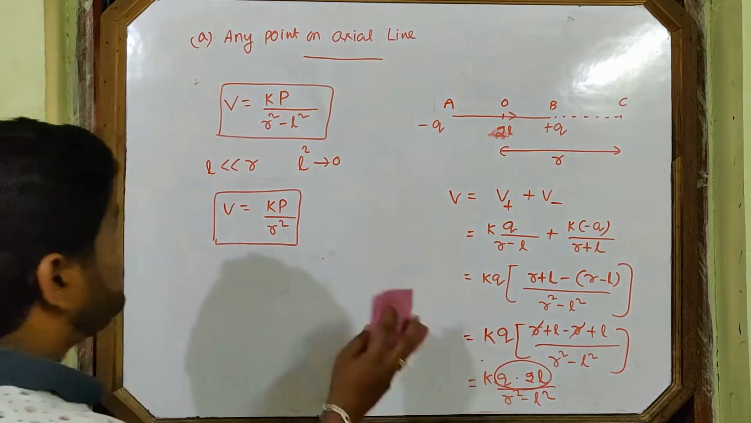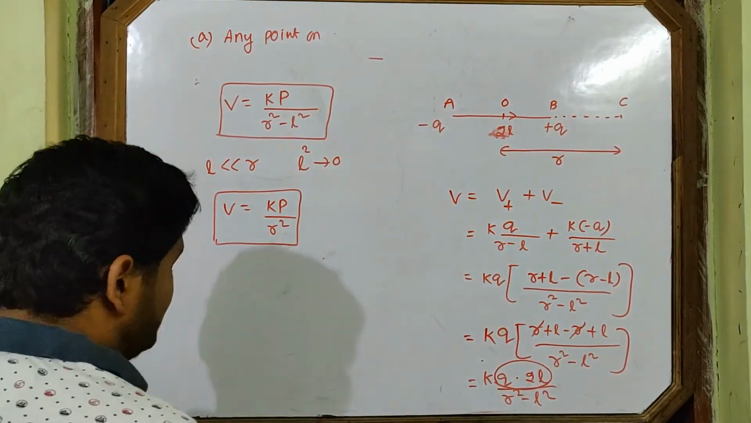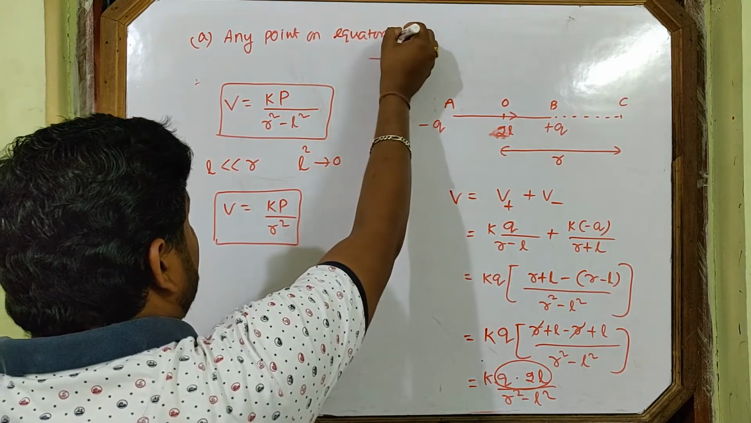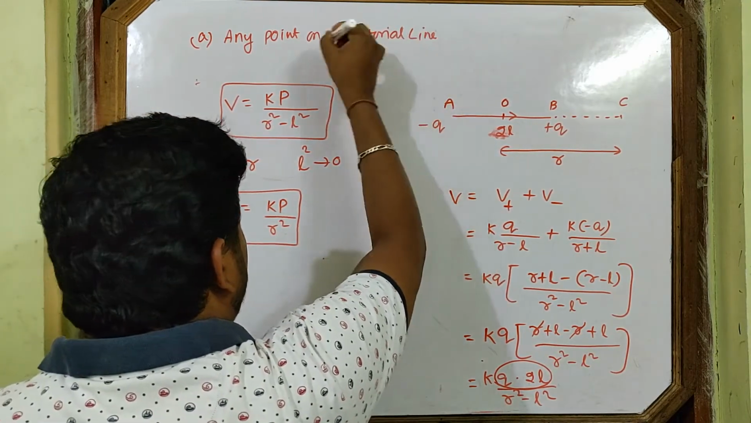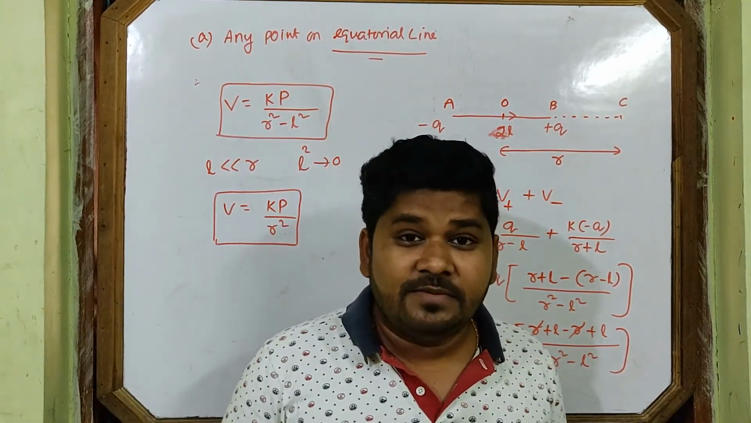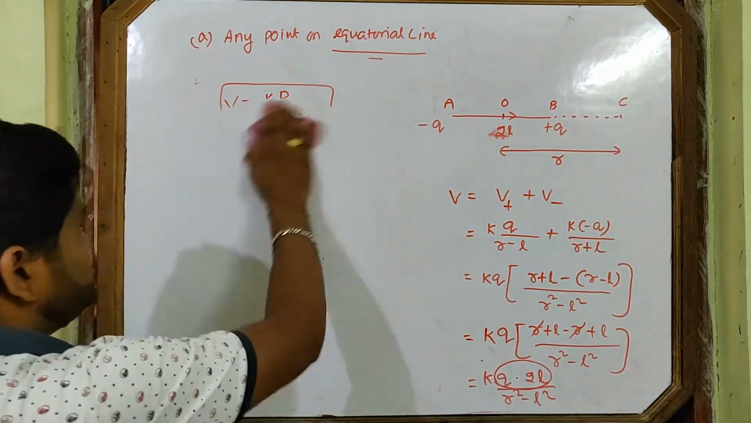This is any point on the axial line. Now I will do the equatorial line. Any point on the equatorial line. I have told you one name for that. What is the name? Broadside on position. And the axial line is end on position.